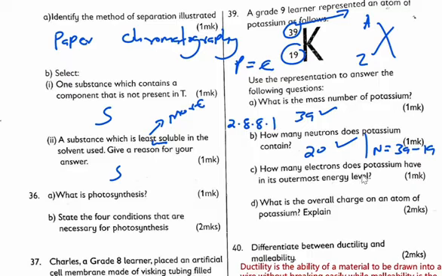And therefore, how many electrons does the potassium have in its outermost energy level? This is the outermost energy level. You can see it has 1 electron. Then you're going to say it has 1 electron. So the answer is 1 electron. Part D. What is the overall charge on an atom of potassium?